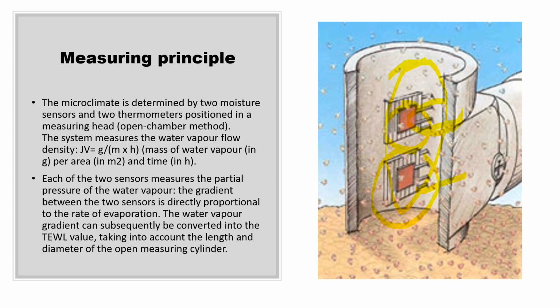It measures the water vapor flow density per unit area, per unit time. Now each of these 2 sensors measures the partial pressure of the water vapor, and they measure the gradient between the 2 sensors, which is directly proportional to the rate of evaporation. So the water vapor gradient is being measured by these 2 sensors, and it is then computed through a digital parameter on the monitor of the skin. Now you need to take at least 3 values to calculate the mean out of that.